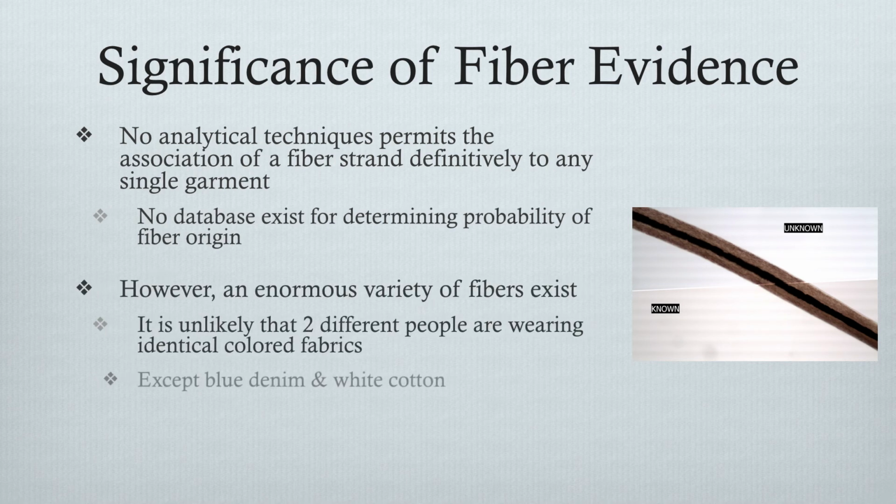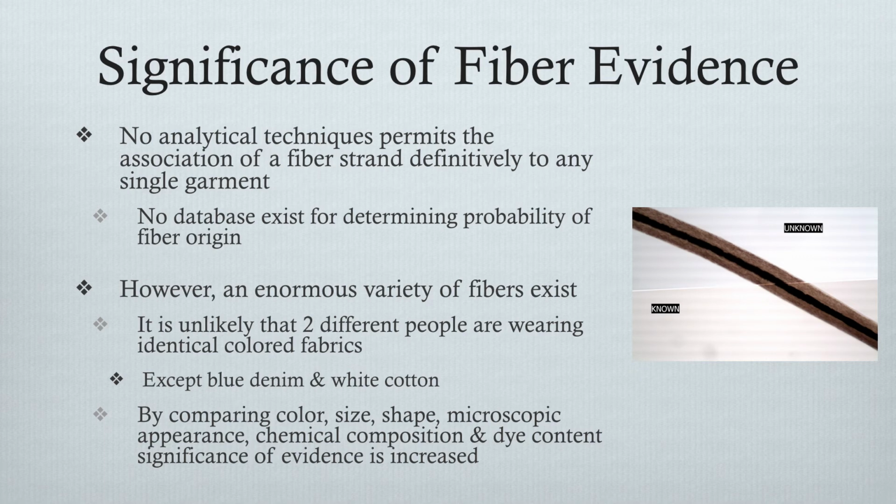Unfortunately, though, there's no analytical technique that allows the association of a fiber standard definitively to a single garment, and there's no database that exists for determining the probability of the fiber origin. Of course, if analysts are able to link two or more fibers to the same object, that's going to increase the significance. But even so, there's an enormous variety of fibers that exist in our society, and it's unlikely that two different people are wearing identical colored fabrics, with, of course, the exception of blue denim and white cotton. But by comparing color, size, shape, microscope appearance, chemical composition, and dye content, it can have significance of evidence for the investigator.